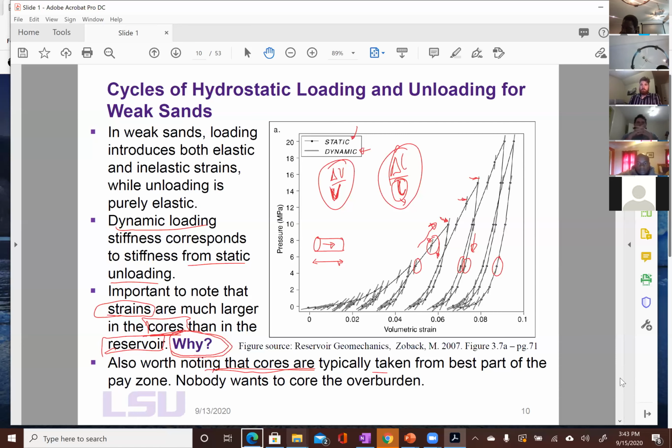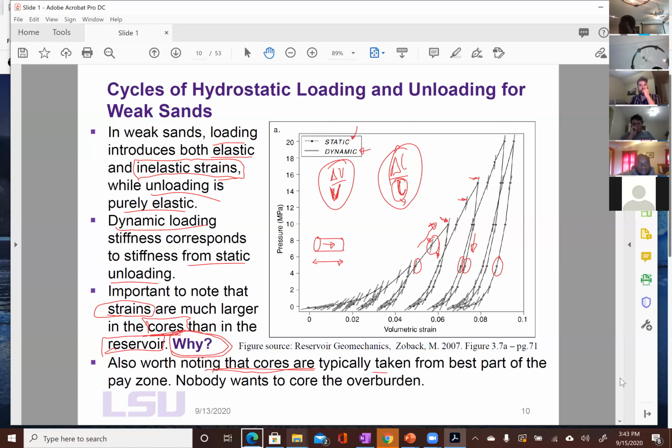I also make this point here, that in weak or unconsolidated sands, loading introduces both elastic and inelastic strains. Another word for inelastic strain is what? That's the one that is not recoverable. So those are permanent strains or permanent deformation. But unloading is purely elastic.